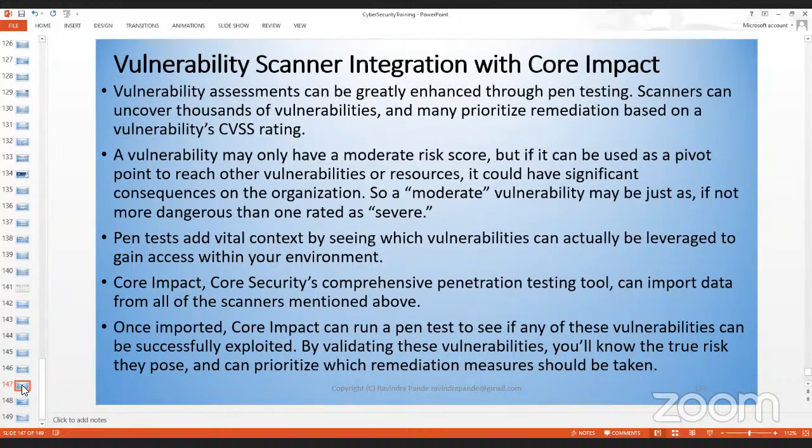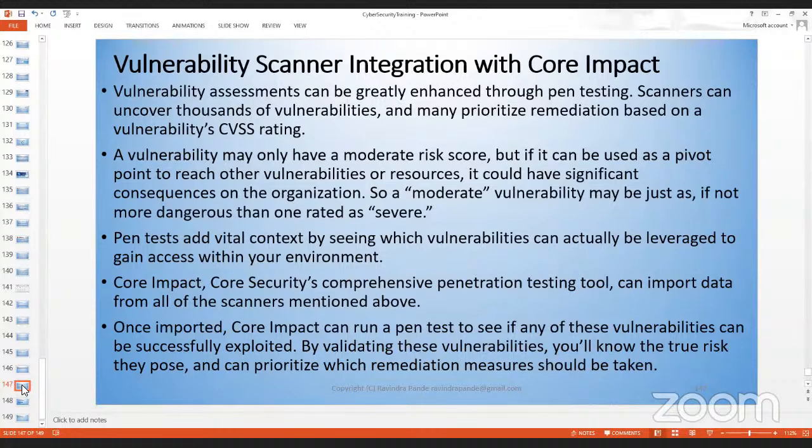By validating this vulnerability, you will know the true risk they pose and can prioritize which remediation measures should be taken. Most of the time, these external consultants support you with such vulnerabilities, or they also give you an addressal mechanism, remedies for such scenarios, so that these can be applied within a few minutes and the system is stable and secure again, as per the corporate requirement. Does that make sense to you?